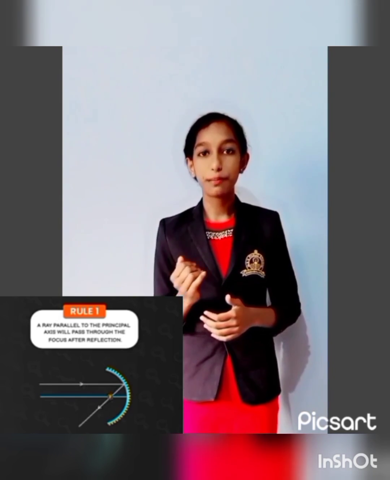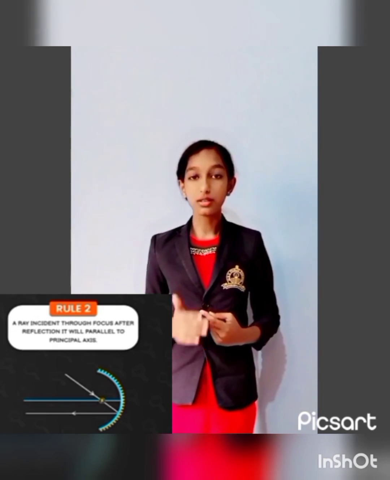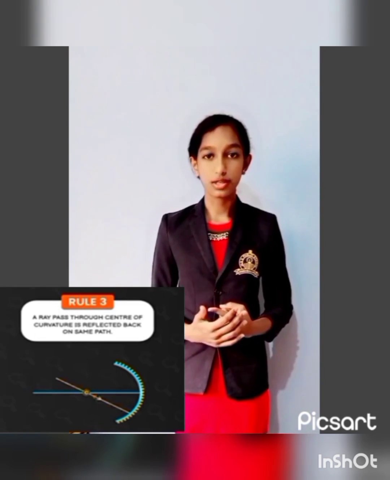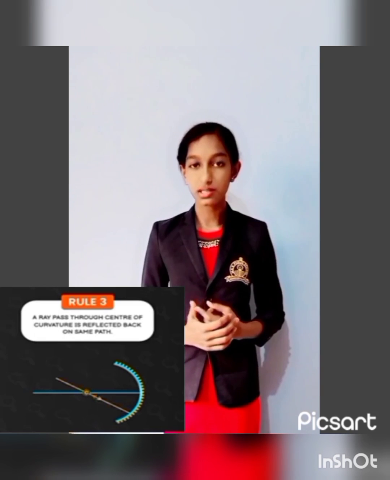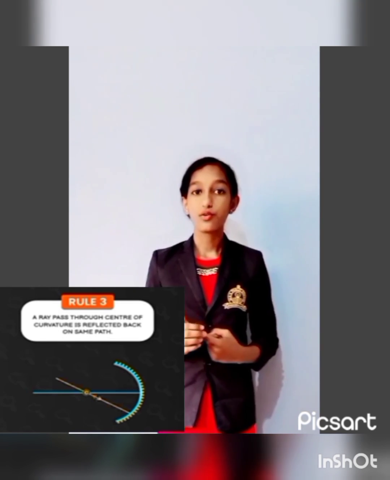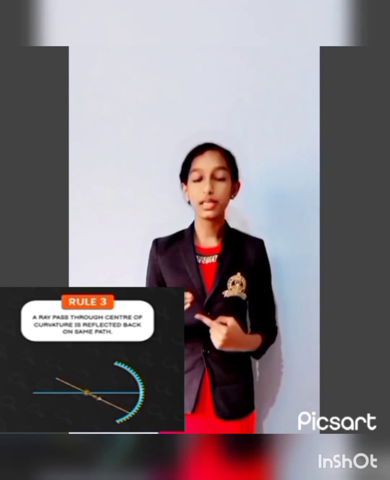The first rule is that the incident ray which is parallel to the principal axis, after reflection will pass through the focus, as you can see in this image. The second rule is that the incident ray through the focus, after reflecting, is parallel to the principal axis. The third rule is that, as you can see in this image, the incident ray which passes through the center of curvature will reflect back on its same path. Means both will be on the same path.